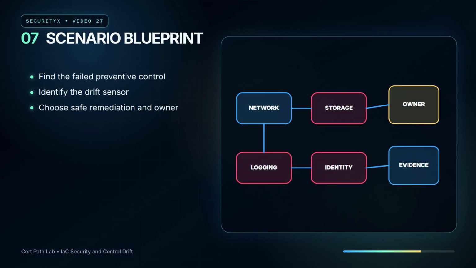Imagine a payment platform team manages cloud networking and storage with Terraform, then uses Ansible to harden Linux images and validate logging. During an incident review, security finds that a storage bucket was made public for troubleshooting. One logging agent was disabled, and an identity role gained wildcard permissions. The senior engineer does not only ask who clicked the button. They ask, what control should have prevented the change? What sensor should have detected drift? What remediation is safe? And who owns the exception decision?